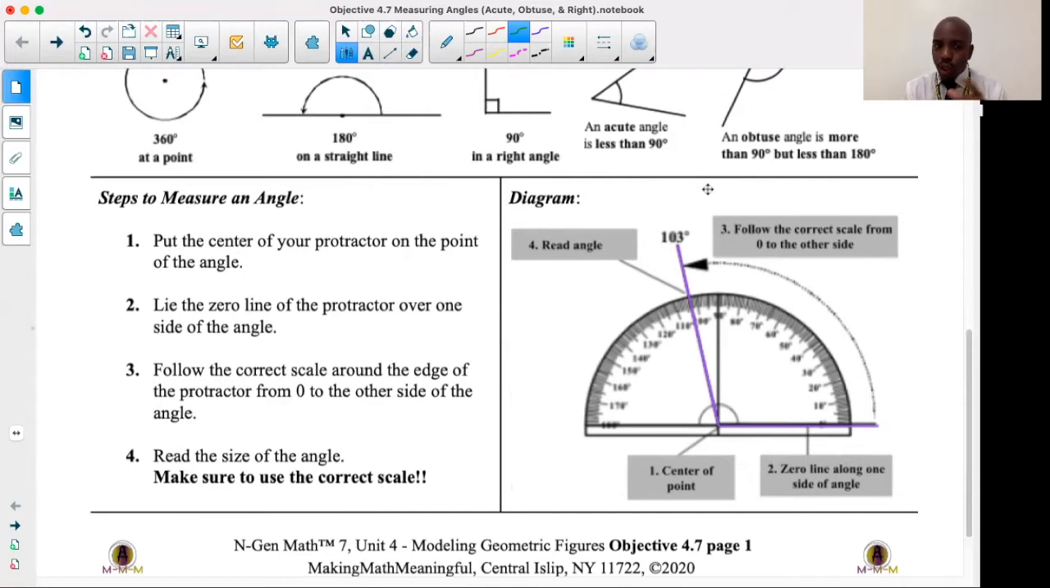The way you're going to do it is you're going to first put the center of the protractor on the point of the angle. Now, what point exactly on the angle? Let's call that the vertex. Let's put it on the vertex. Okay, and I'm going to call the vertex the turning point, okay?